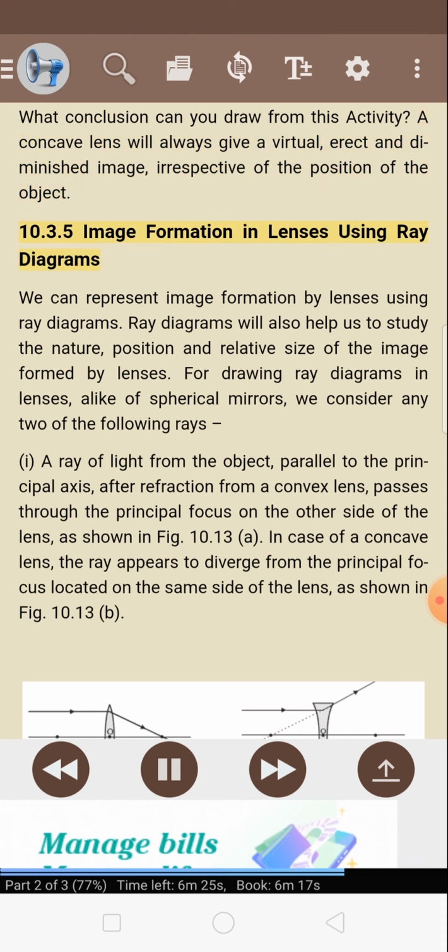10.3.5 Image formation in lenses using ray diagrams. We can represent image formation by lenses using ray diagrams. Ray diagrams will also help us to study the nature, position, and relative size of the image formed by lenses. For drawing ray diagrams in lenses, like those of spherical mirrors, we consider any two of the following rays.